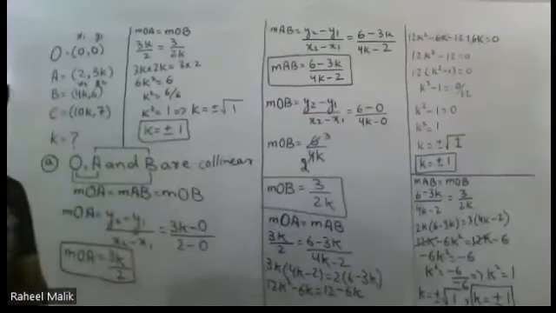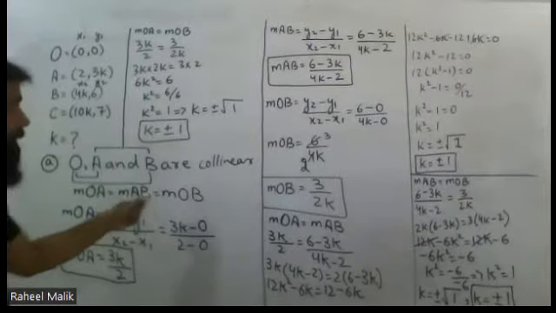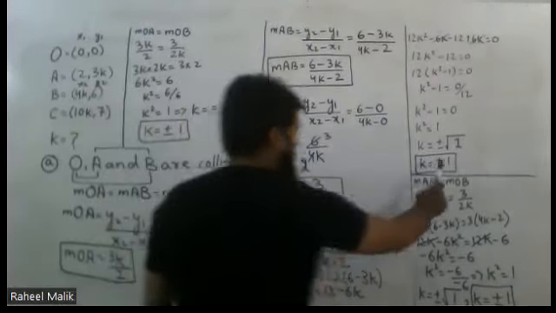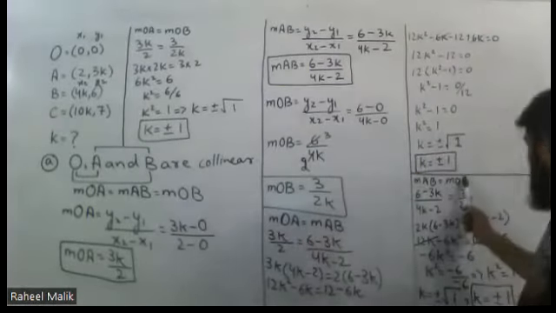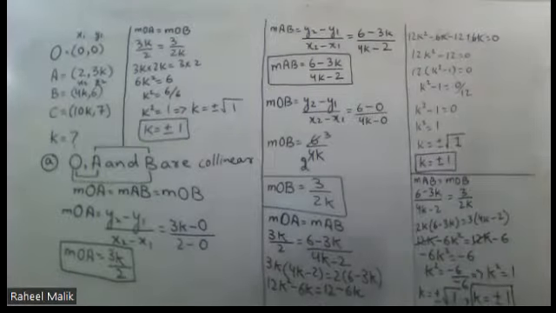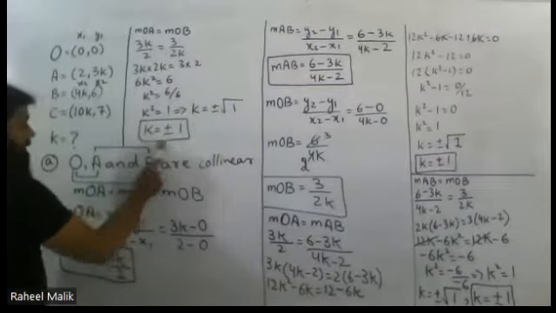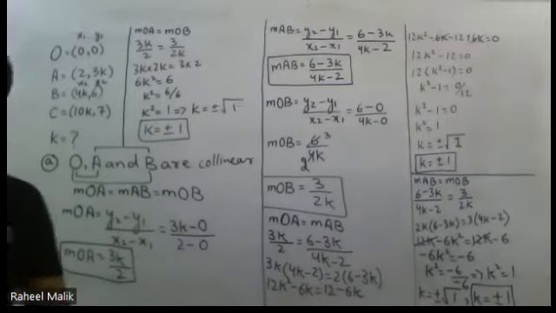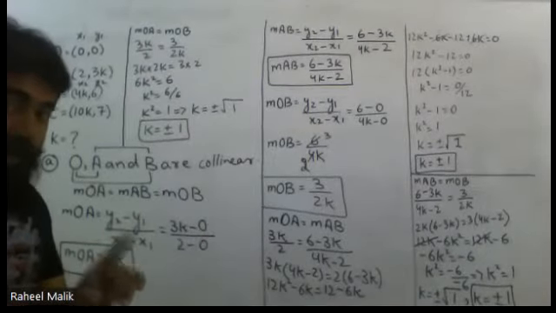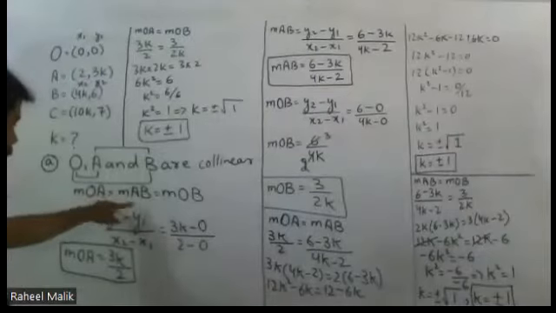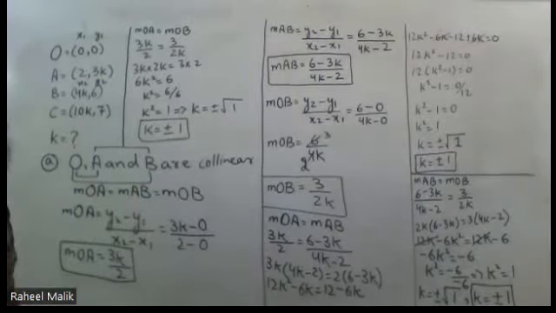Okay, so you have compared it with all three: gradient of OA with AB, the result was coming plus minus 1. Then gradient of AB with OB, the result was coming plus minus 1. And last, the gradient of OA with OB, the result is coming plus minus 1. Okay, but you don't have to show all three comparisons. You can take any one comparison of these two or these two or these two to get the value of k in the given scenario.